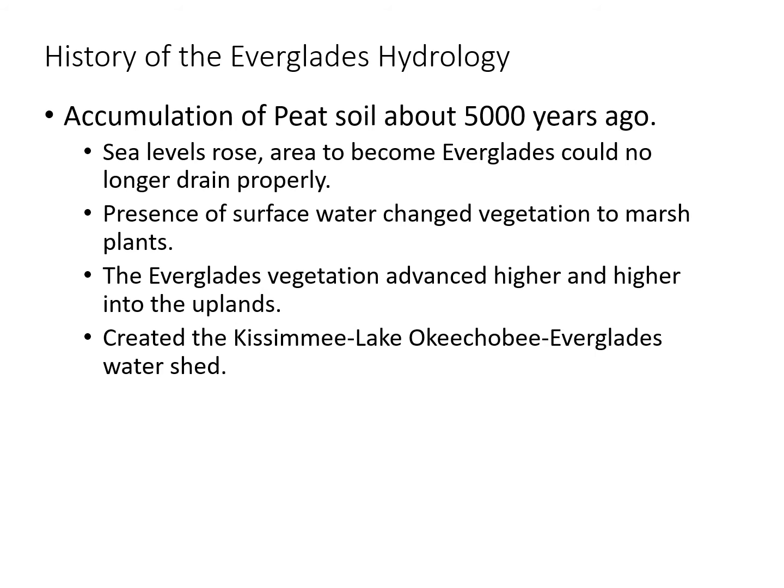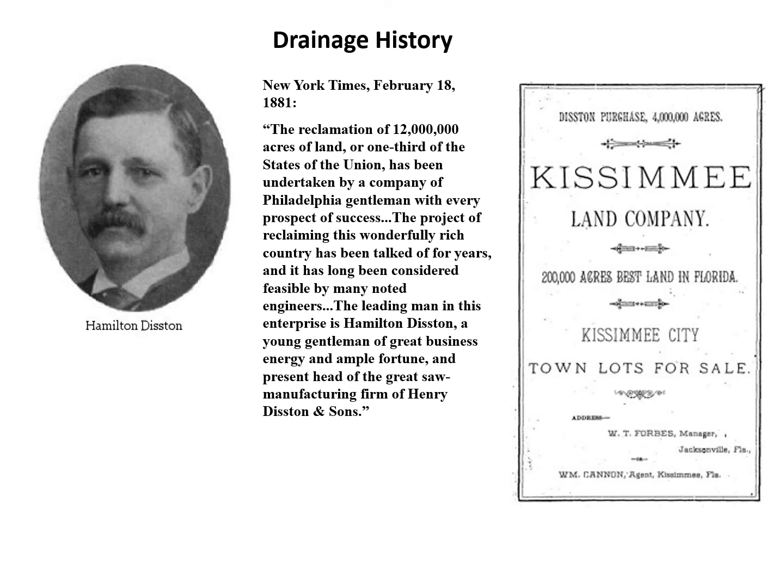The presence of surface water on Florida really changed the vegetation to marsh plants, which are more tolerant to salt water. And the Everglades vegetation, as sea level is rising and continues to rise, is starting to advance into higher and higher grounds. Over the course of 5,000 years, this created the Kissimmee Lake and Okeechobee Everglades watershed, or drainage basin.